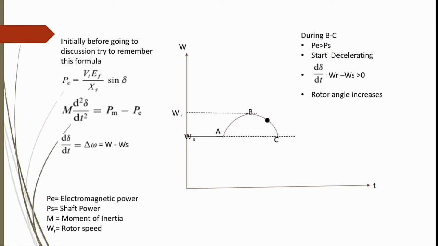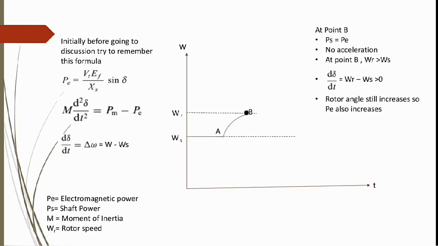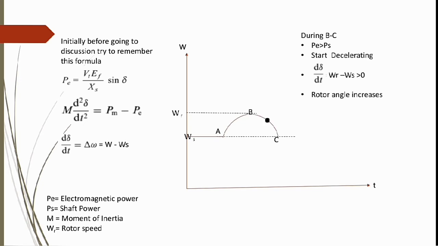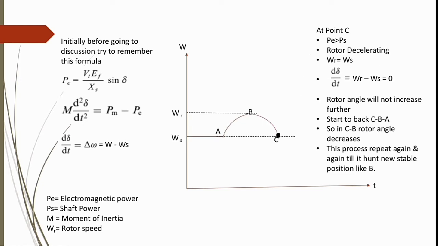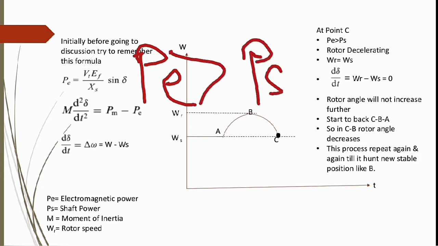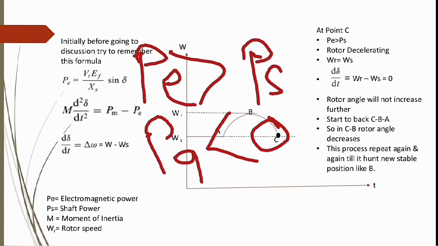Okay, so next is what happens when we are at point C. When we reach point C, PE, that is the electromagnetic power, is greater than PS, that is soft power. In that case we have faced deceleration, or you can say the acceleration is negative.